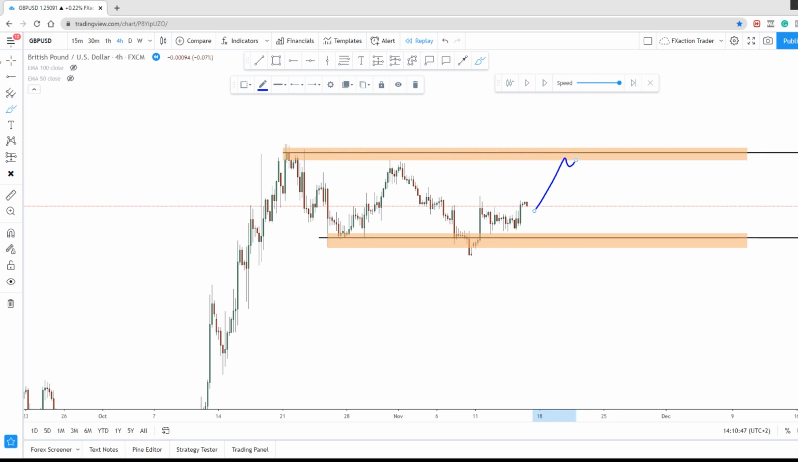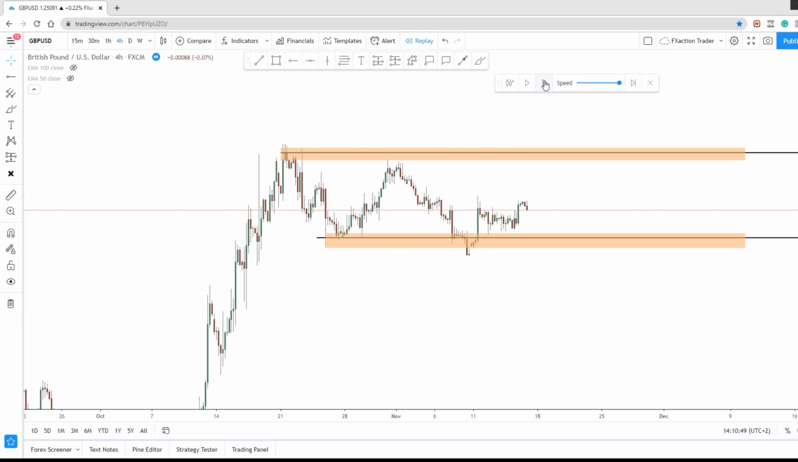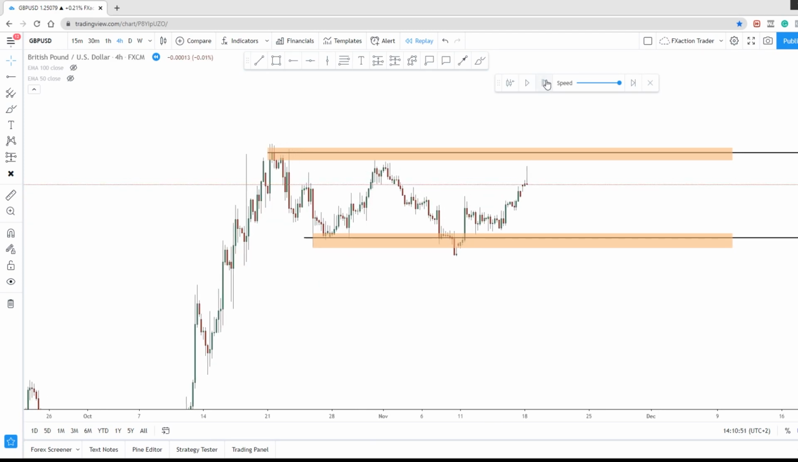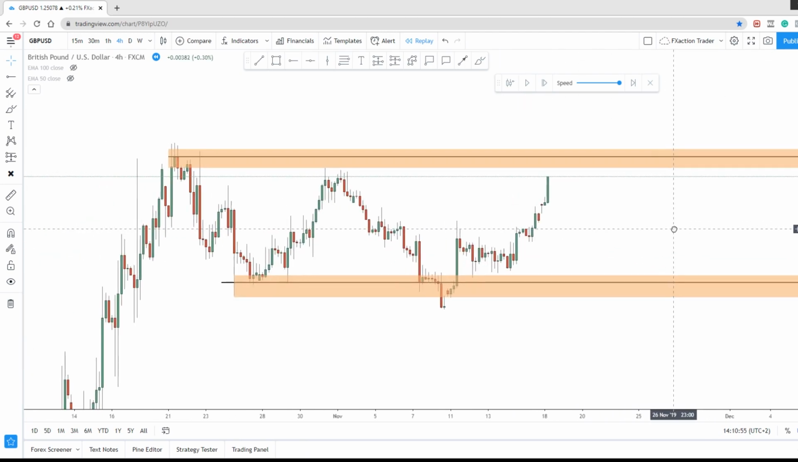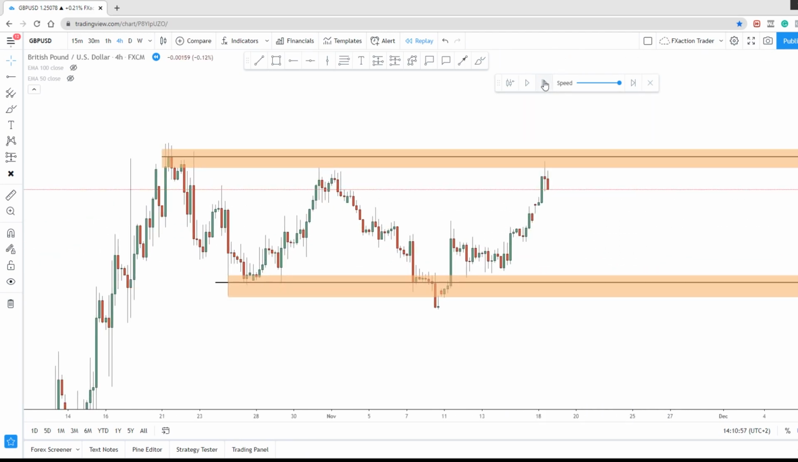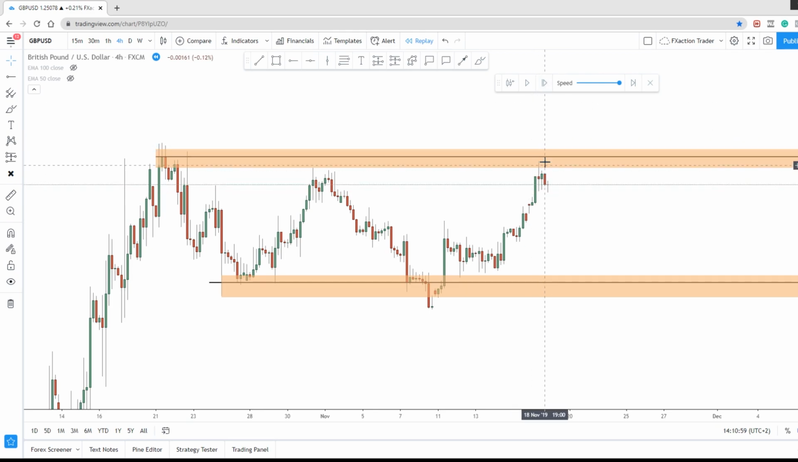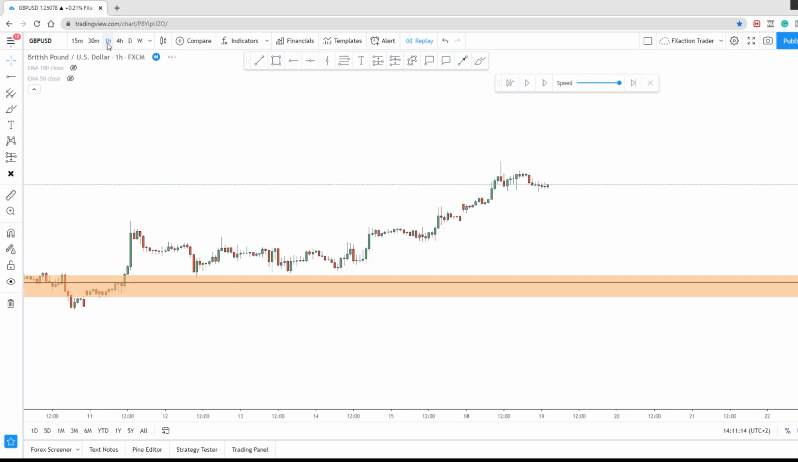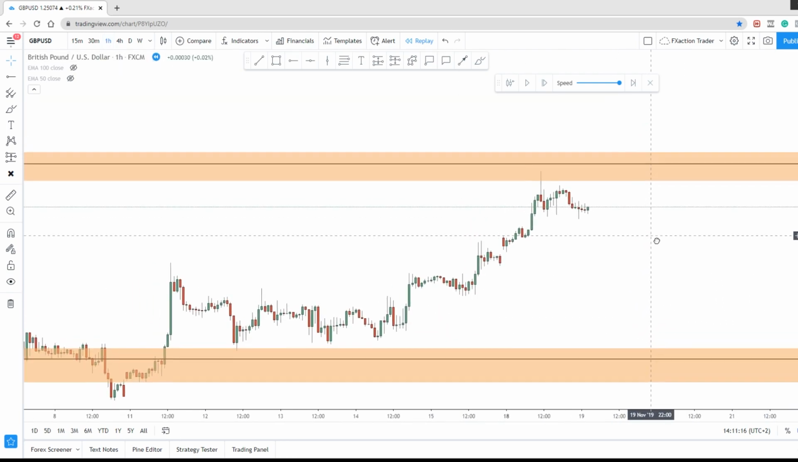Alright, so let us keep moving. The market attempts to break this structure high, and we can see that the market was unable to break, and we have one bearish engulfing candlestick. This is still not a good sign for us to go for a sell trade, but we are going to the lower time frame to look for a better confirmation.